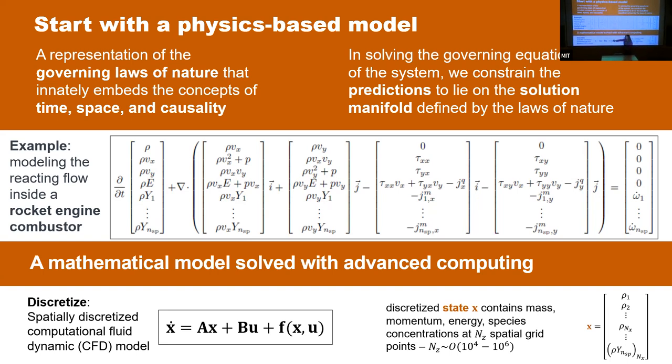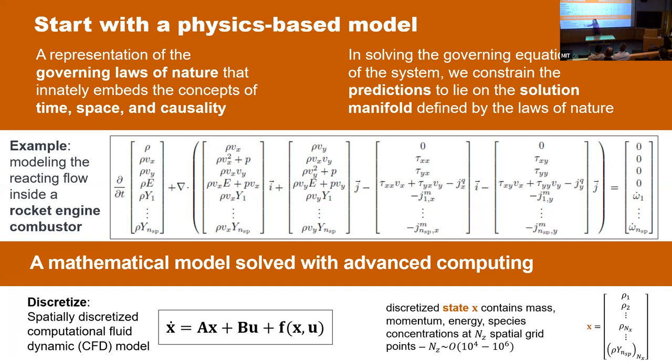As Professor White knows, because I love to think in state space, I'm going to leave the PDEs to the side and work with the state space system here. So I'm going to use x for the state. This is the discretized state of the partial differential equation. So for example, the density, momentum, energy, chemical species, discretized now on a computational grid. So again, x is the state where there are going to be millions of degrees of freedom.